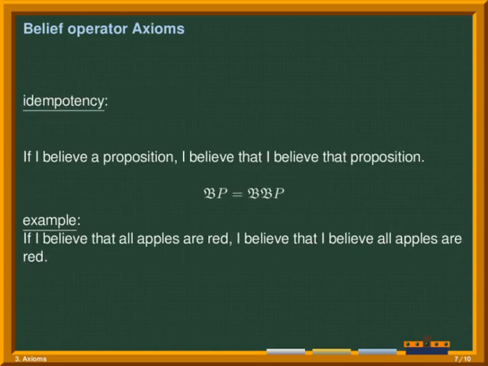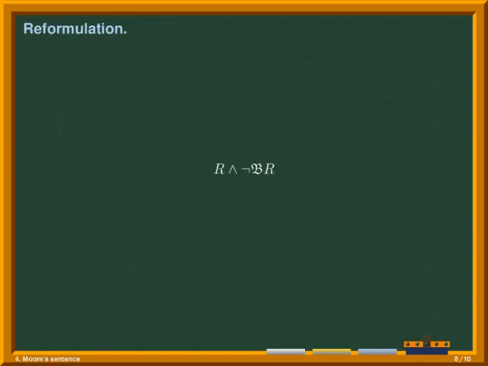And last, we have idempotency. I do believe all true propositions about my own beliefs. In other words, if I believe a proposition, I believe that proposition. For example, if I believe all apples are red, I believe all apples are red. Now that we have all our axioms out of the way, let's take a look at our original statement.